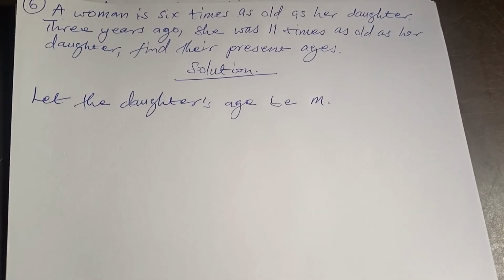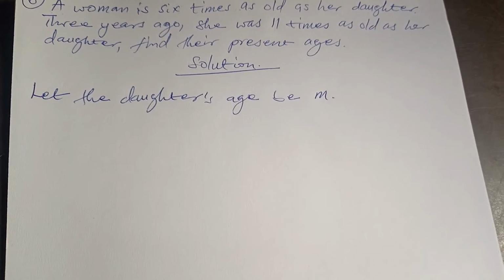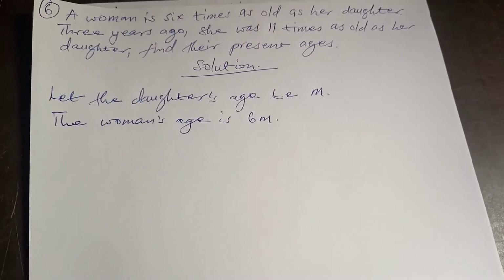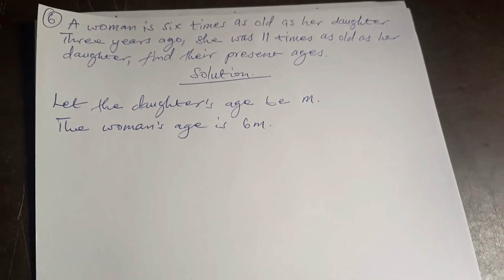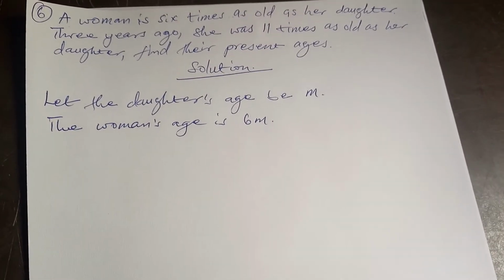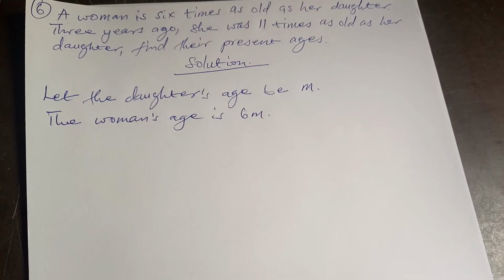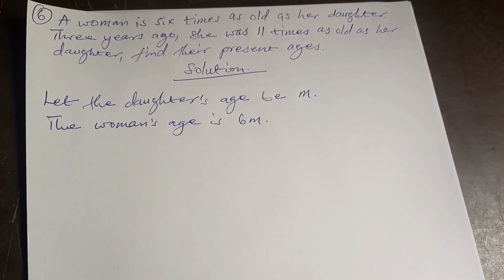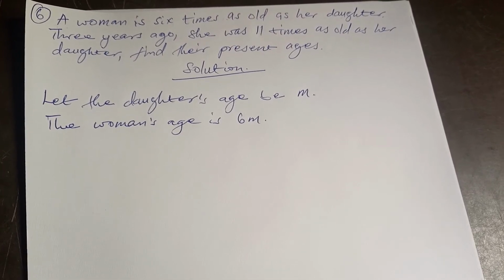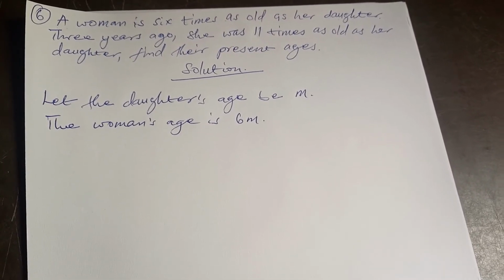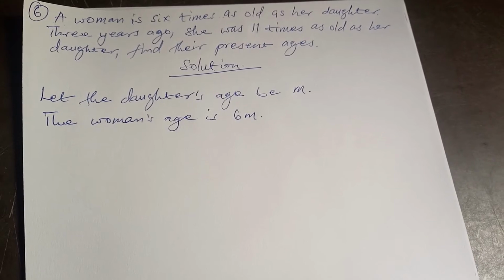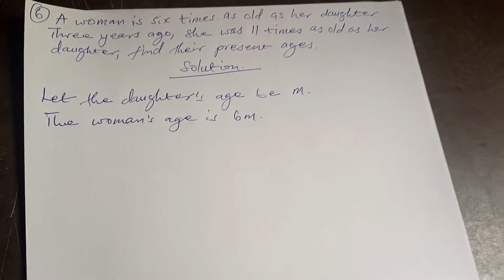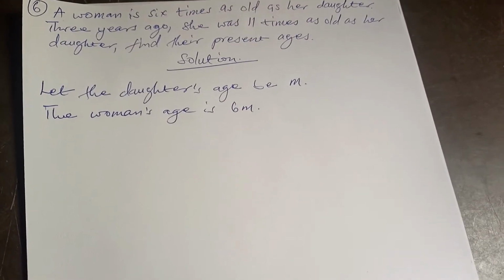If the daughter's age is M, then the woman's age will be 6M. That is not the only information given. Another set of information given is that 3 years ago, she was 11 times as old as her daughter. That means we need to find the daughter's age 3 years ago as well as the woman's age 3 years ago. Then we establish the relationship between them.